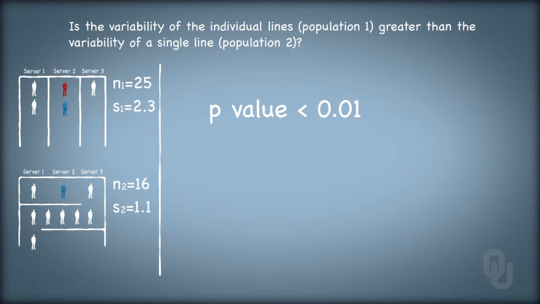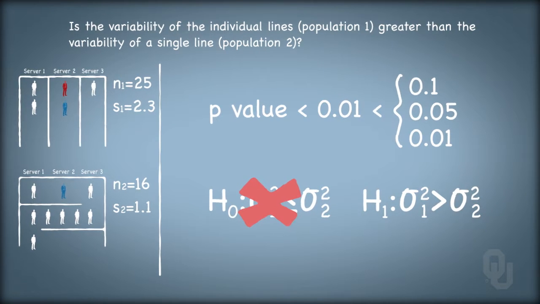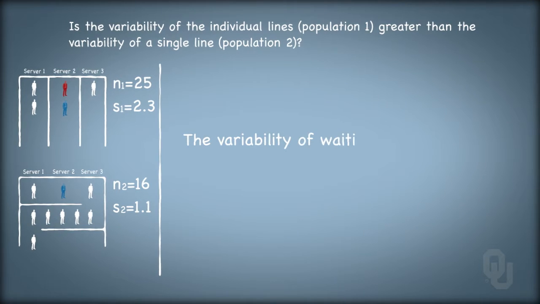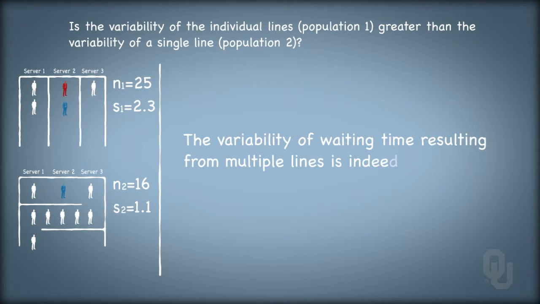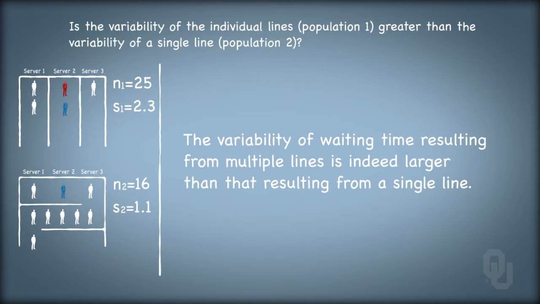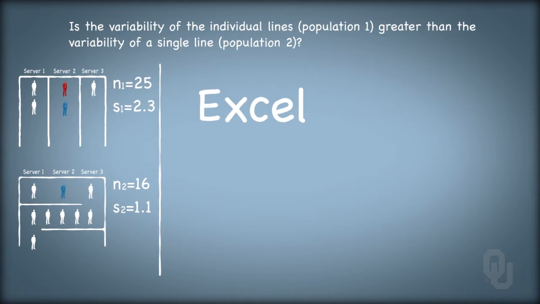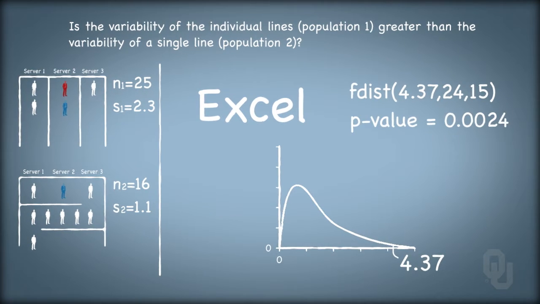A small p-value, smaller than most any alpha we'd ever choose, leads us to reject the null hypothesis. Based on our samples, we would conclude that the variability of waiting time resulting from multiple lines is indeed larger than that resulting from a single line. We can use Excel to get a better estimate of the p-value. With the FDIST function, we find that the p-value is 0.0024. Again, a very small number. And so, that sums up statistical inference for differences in population variances.